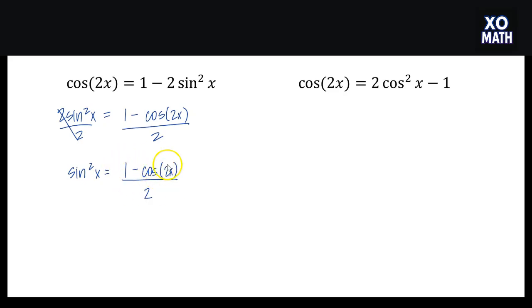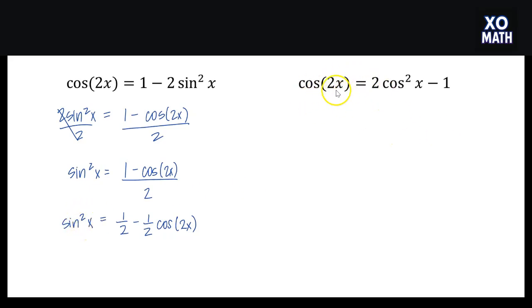An alternative way to think about the right-hand side of this is to think about this as 1/2 minus 1/2 cosine of 2x. So what's happening there is taking the first term and dividing it by 2, and taking the second term and dividing it by 2, or thinking about it as 1/2 in front of cosine of 2x. So both of these are equivalent versions of the power reducing formula for sine.